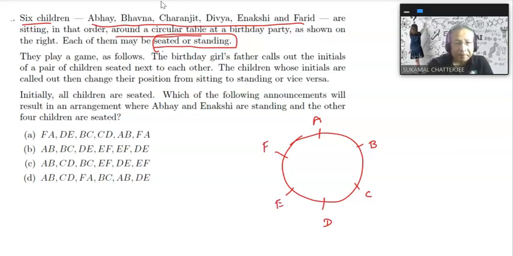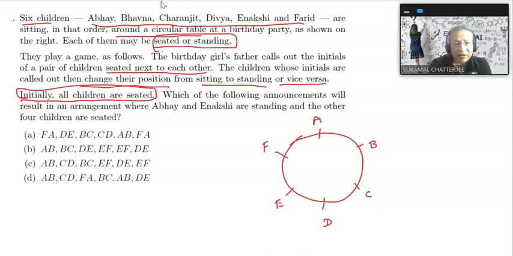Then they play a game. The game is that the birthday girl's father calls out the initials of a pair of children seated next to each other. The children whose initials are called out then change their position from sitting to standing or vice versa. That means if they are sitting, they will stand. If they are standing, they will sit. Initially, all children are seated.